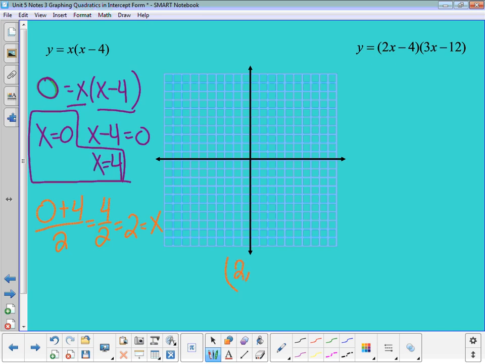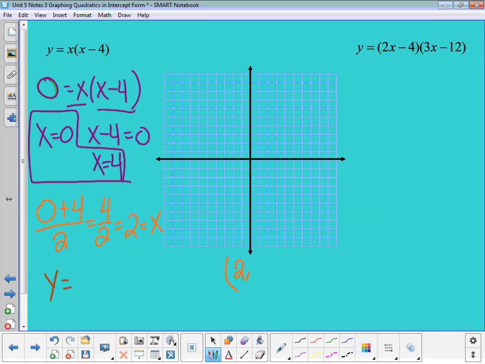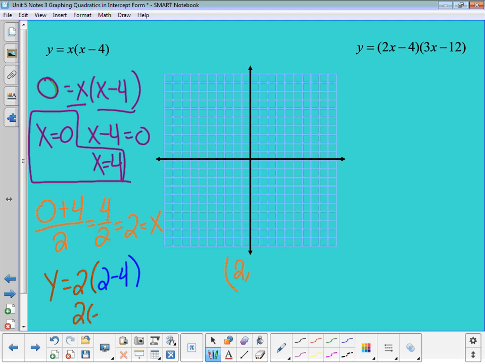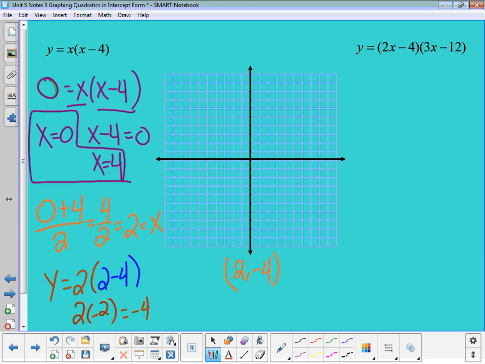Now I'm going to take this and plug it into the original problem. So I have y is equal to, now I'm going to do 2 times 2 minus 4. Oh, my color changed on me. Okay, so then we're going to multiply those out. So I have 2 times negative 2, which is going to give me a negative 4. So then my vertex I've finally found is (2, negative 4).